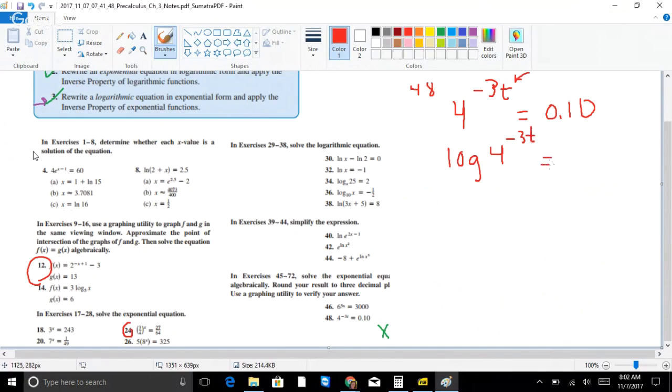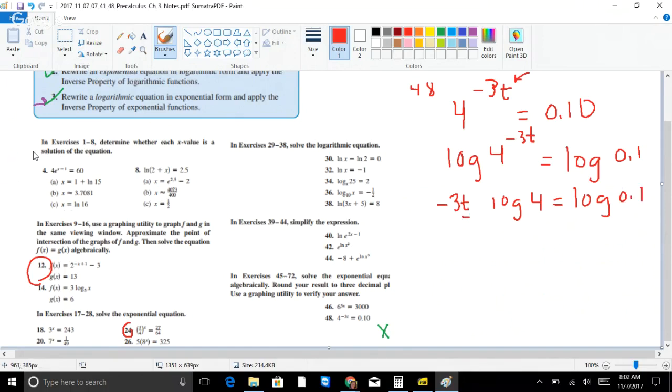Again, you could take the natural log too. You could take any log that you want. It should work. But I like the common log because it shows up on my calculator. All right. And so when I take the common log of both sides, by the power rule, my exponent gets to go to the front. So I get negative 3t times log of 4 equals log of 0.1.